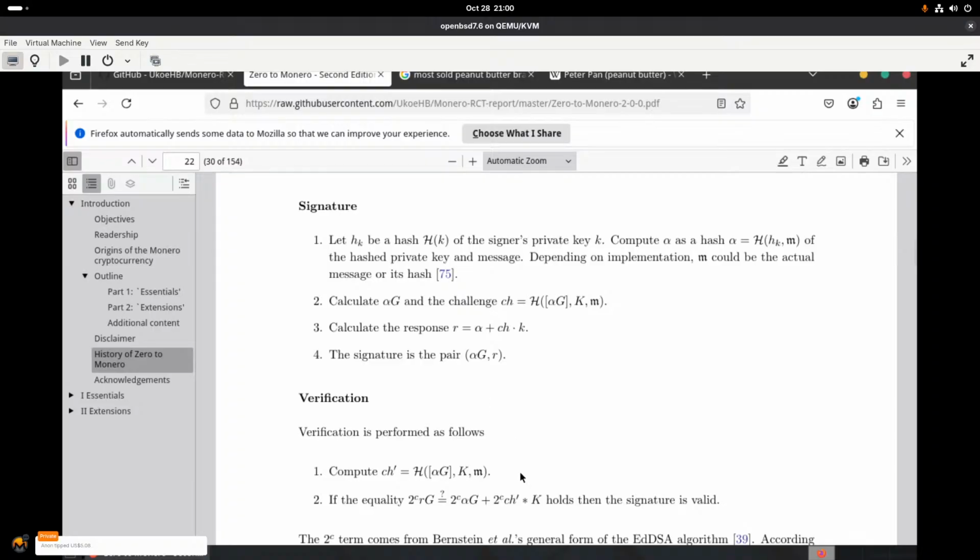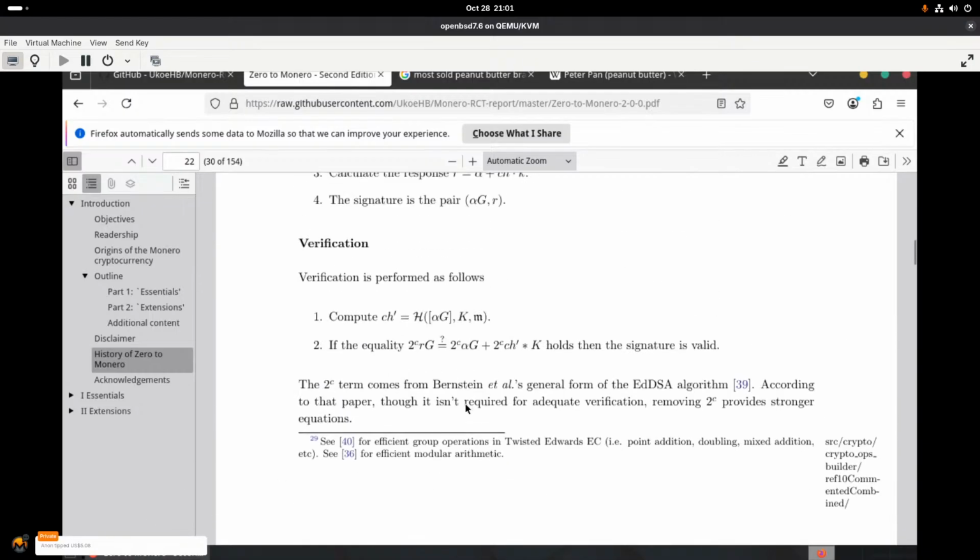Okay, let H(k) hash the signer's private key, k. Compute x as a hash of H(k) and M, the hash of the private key and message. Depending on the implementation, M, which, if we remember what M stands for, could be the actual message or its hash. Calculate xG and the challenge ch equals H(xG, K, M). Calculate the response r equals x plus ch times k. The signature is the pair.